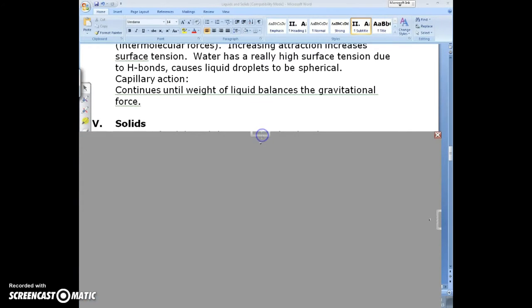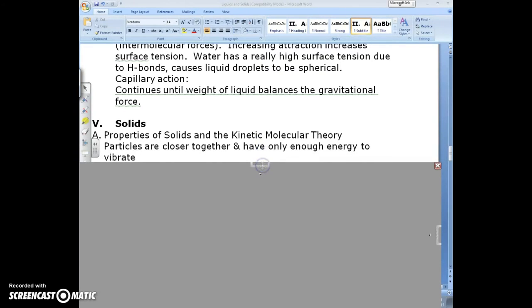All right, now we're going to talk about solids and solids in the kinetic molecular theory. So if we were to look at our particle model for a solid, particles are really, really close together, and they can't move around. So it looks something like this. And the only energy they have is enough energy to vibrate.